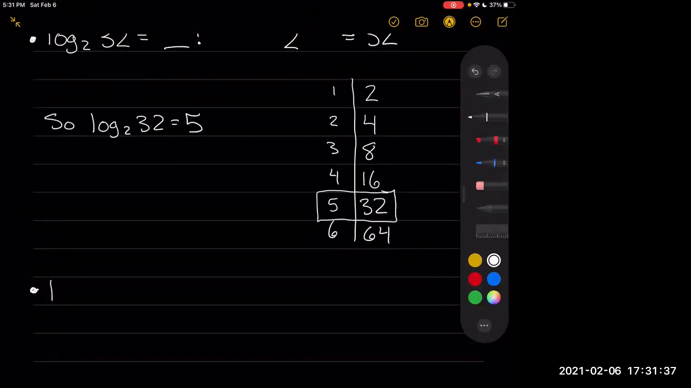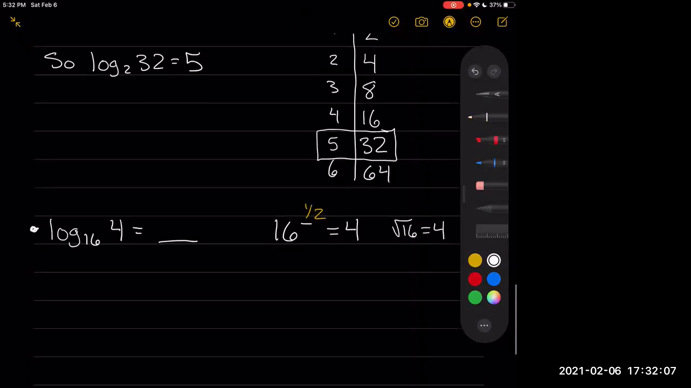if we look at log base 16 of 4, we need to think: 16 raised to what power equals 4? Well, we know that the square root of 16 equals 4. So that means that 16 to the 1/2 will equal 4, because the square root is equivalent to raising a number to the half power. So then log base 16 of 4 equals 1/2.